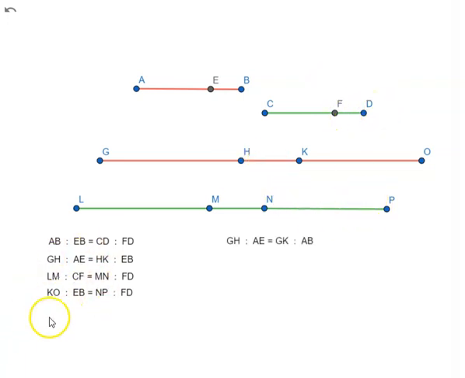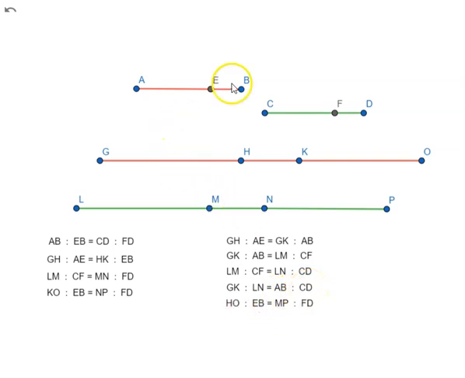So now based on these four proportionalities, we can say GH is to AE as GK is to AB. Now GK is to AB is equal to LM is to CF. So we can say LM is to CF is equal to LN is to CD. So GK is to LN equal to AB is to CD. HO is to EB as MP is to FD.